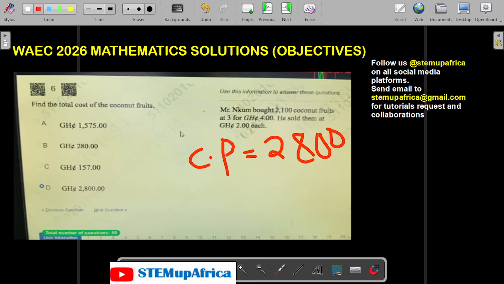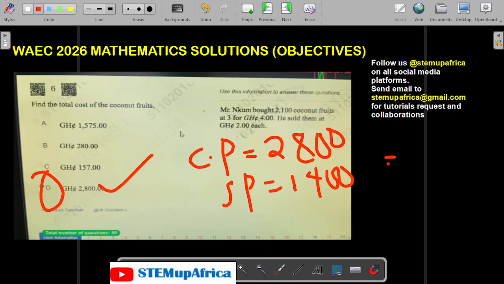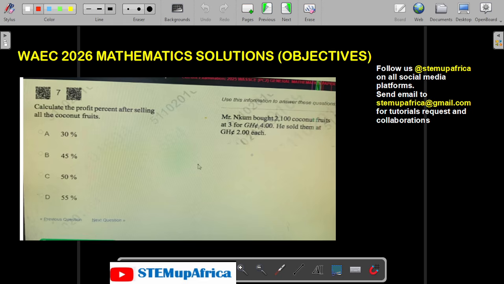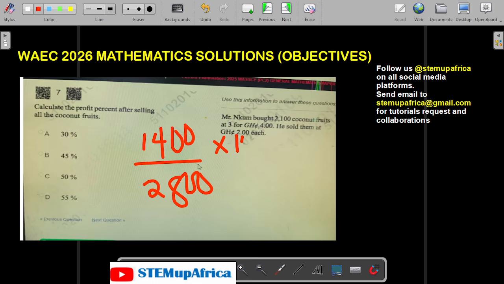Then he sold them each at 2. 700 times 2 will give us 1,400. The selling price now is 1,400. So what is the profit? Profit is selling price minus cost price. You're asking for the total cost price, the answer is 2,800. Then what's the profit now? I'm having 1,400, which is profit, over the cost price 2,800, times 100. It'll give us 50%.